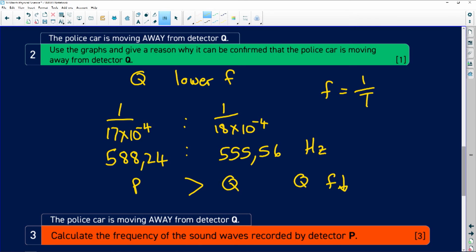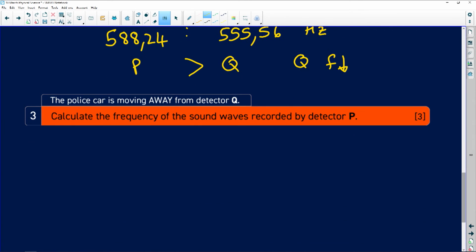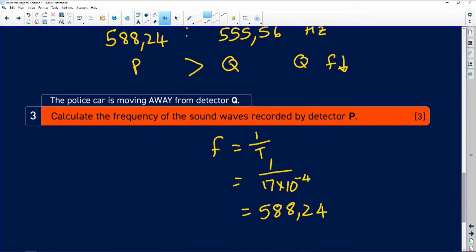All right, let's look at the next question. The next question says calculate the frequency of the sound waves recorded by detector P. Well, we've already done that actually, but let us just do it again. So we know frequency is equal to 1 over T, and we found for the detector P, T was 1.7 times 10 to the minus 4, which gives 5882.4 hertz. So that was nice and easy, and a nice 3 easy marks.